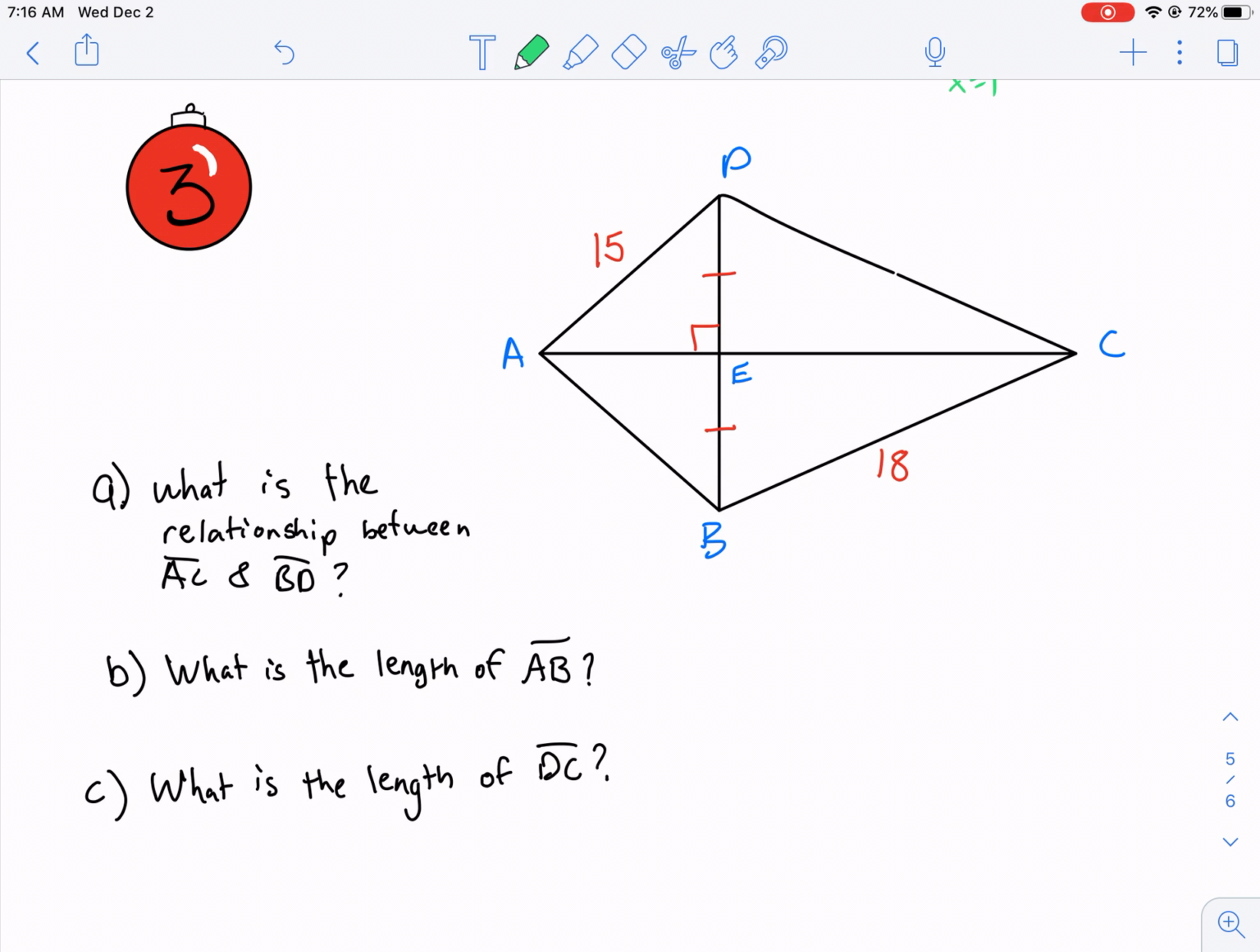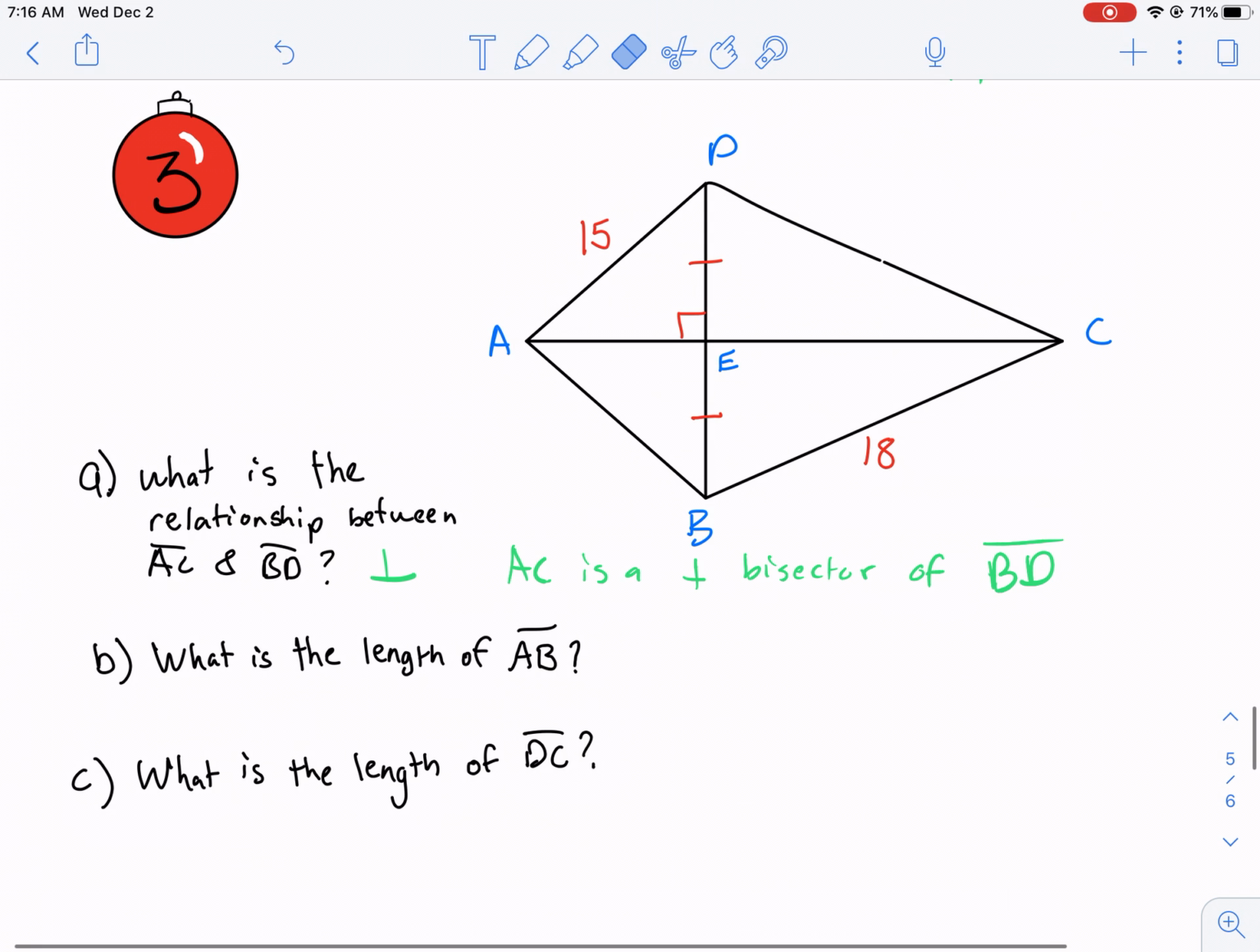Ornament 3. What is the relationship between AC and BD? Duh, it's perpendicular. AC, DB, perpendicular. Oh, between AC and BD. So let's be more specific. AC is a perpendicular bisector, how about that, of BD there. That's more specific. So don't just put perpendicular like I just did, and I said duh, like it was obvious. I'm sorry. I take that back.